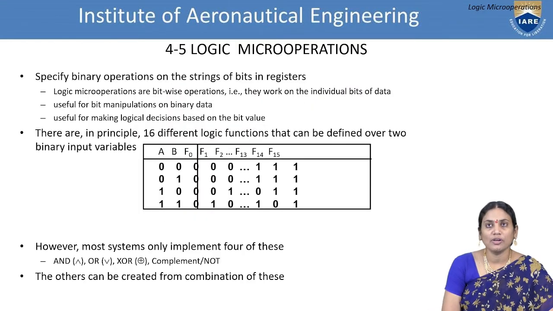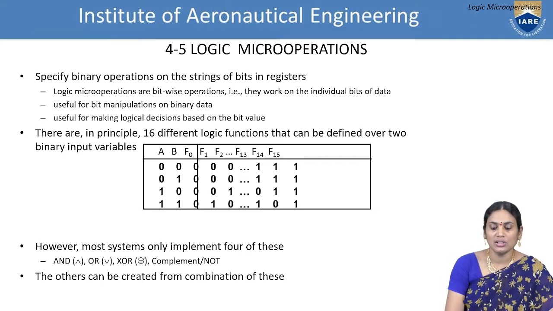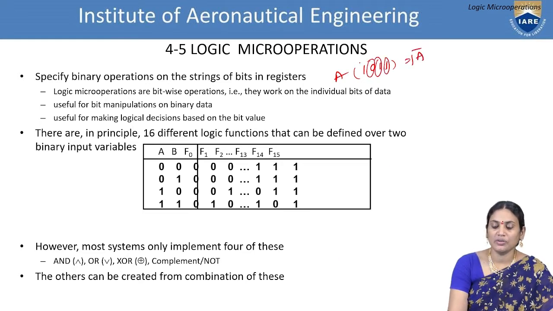Generally, logic micro operations are the operations performed on the strings of bits in the corresponding registers. For example, if I write 1011 as A, and I want to perform A bar, then the string of bits in the register will be operated on based on the complement. So 1011 will become 0100. This is equal to A bar.